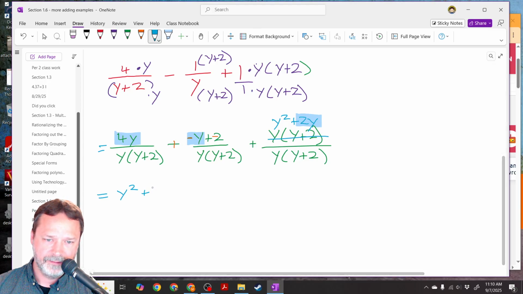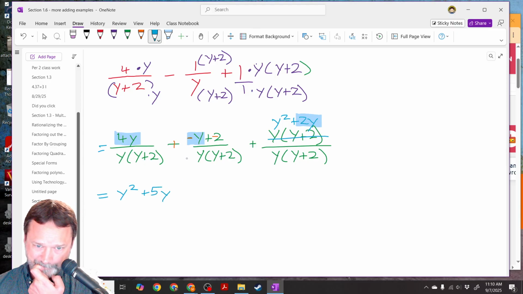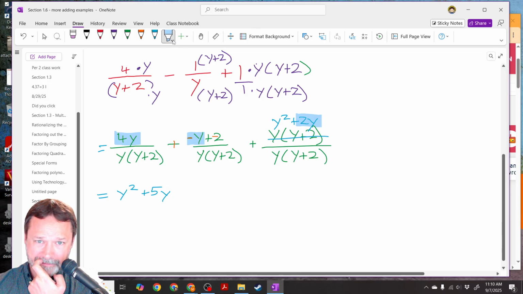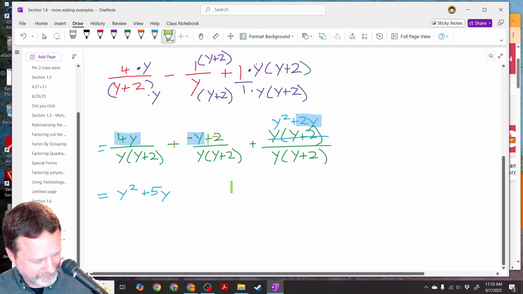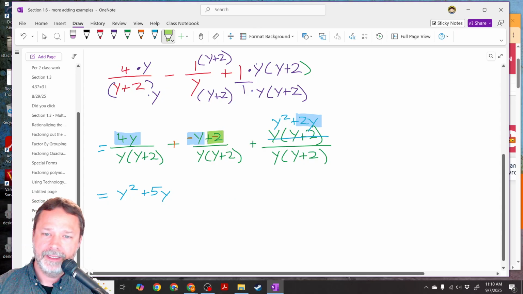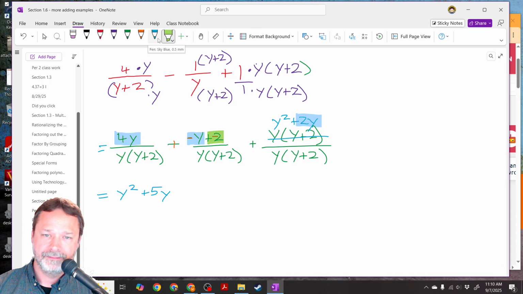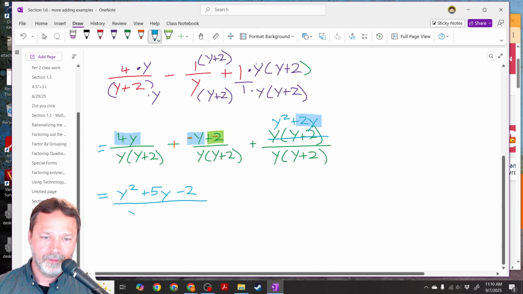So that's going to be plus 5y. And then we got our numbers to deal with. That's going to be negative 2, and that's it. Just the negative 2. Easy. So minus 2 all over y times y plus 2.